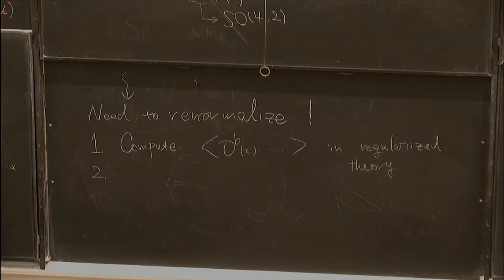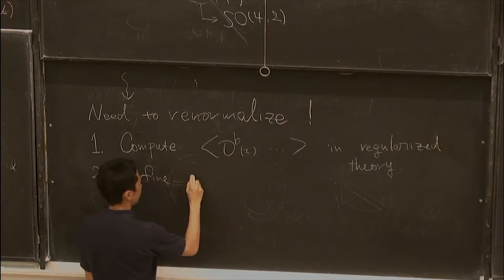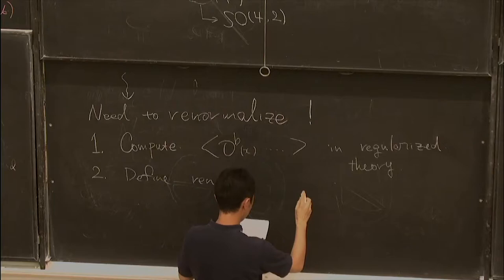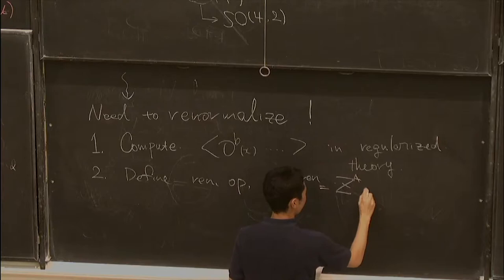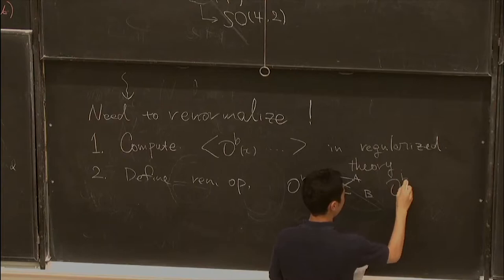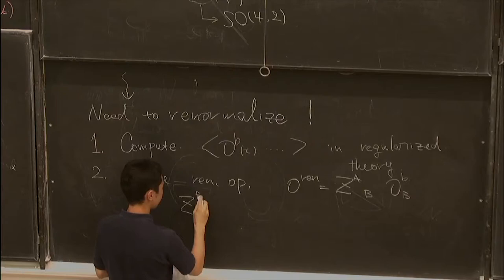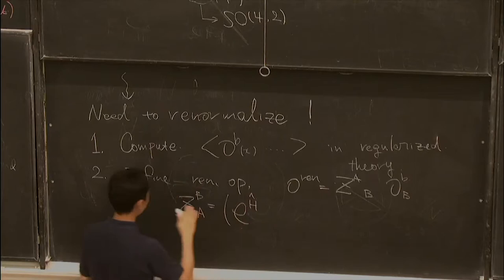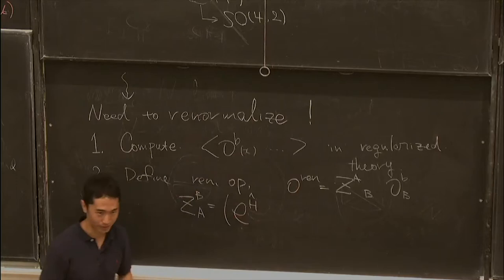The second step is to define a renormalized operator, O renormalized, given by Z_AB times O_B. This is a multiplicative renormalization, and this Z_AB, of course, depends on the cutoff. So the second step is to define the renormalized operator in such a way that this correlation function becomes finite.